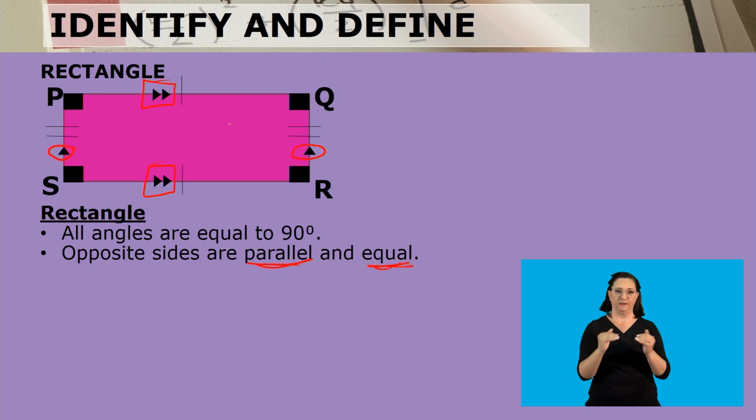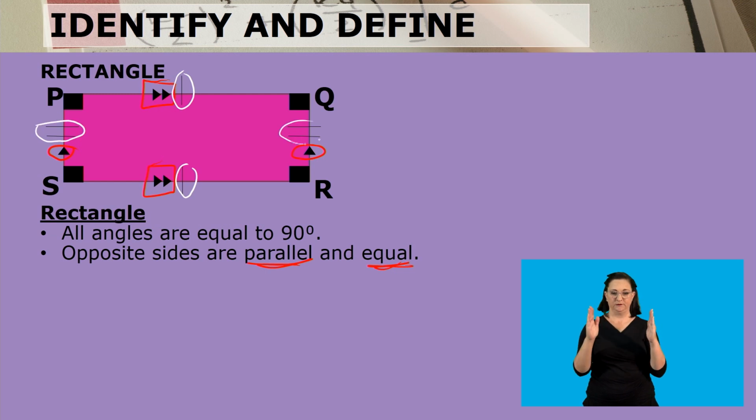Then we look at the next marking, which is a line. Let's use a different color here so that you'd see it differently. There is a single line there and a single line there. That marking and that marking means that these two sides are equal, and therefore this one also shows that these opposite sides are equal. So now we know that the opposite sides are parallel and equal in terms of a rectangle.